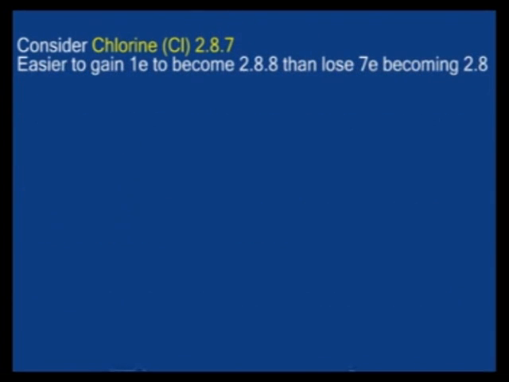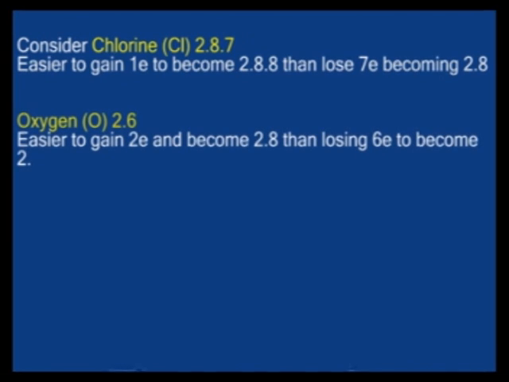Now, consider chlorine atom with configuration of 2 8 7. It is easier to gain 1 electron to become 2 8 8 than lose 7 electrons to become 2 8. The same case would follow for oxygen with configuration of 2 6. It would be easier for oxygen to gain 2 electrons to become 2 8 than lose 6 electrons to become 2.